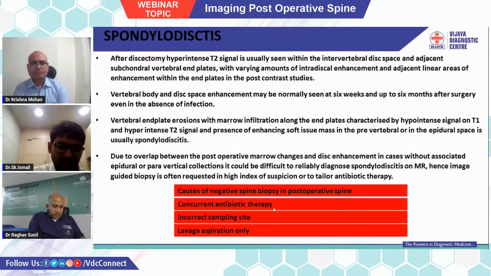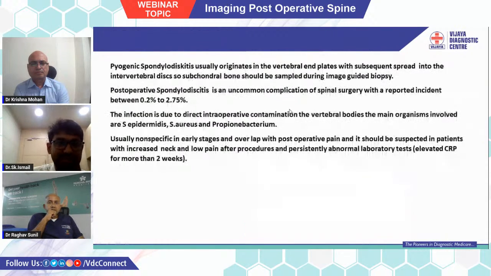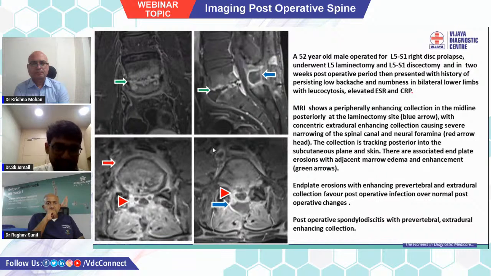Other causes include incorrect sampling site. MRI helps in selecting the sampling site. Other causes are lavage aspiration without any subchondral bone fragment, and concurrent antibiotic therapy before image guided biopsy. This is an example showing postoperative spondylodiscitis, a 52-year-old male with persistent low back ache and a lab picture showing leukocytosis.